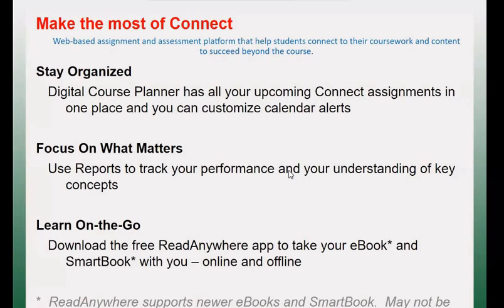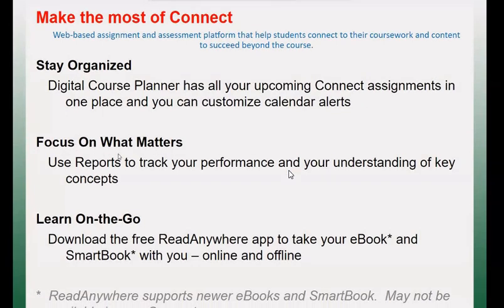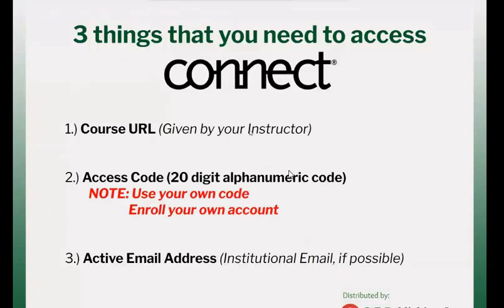So these are the 3 things that you need to access your Connect. First up is the course URL that will be given by your instructor. Once it is given, of course, the instructor needs to set up the course first. And the next one is the access code. This is a 20-digit alphanumeric code.